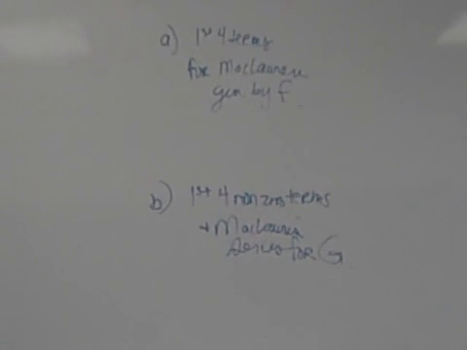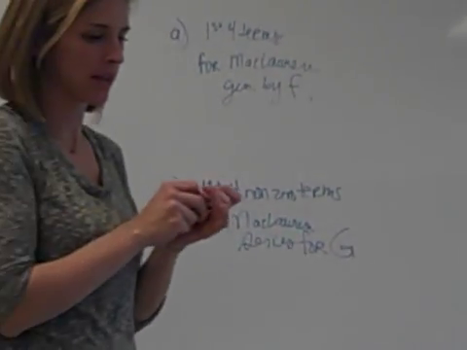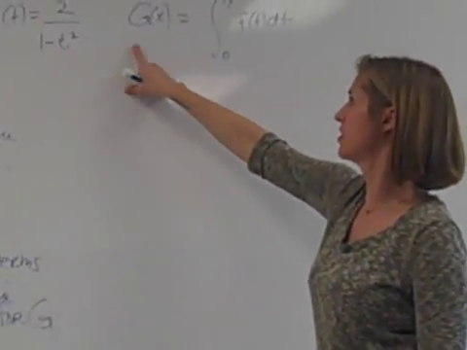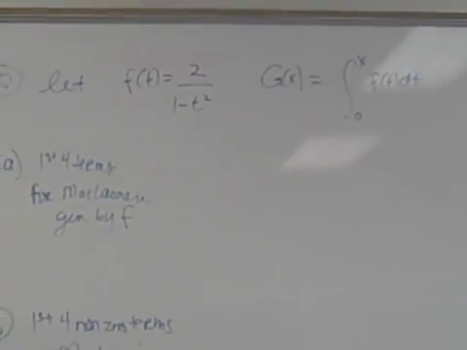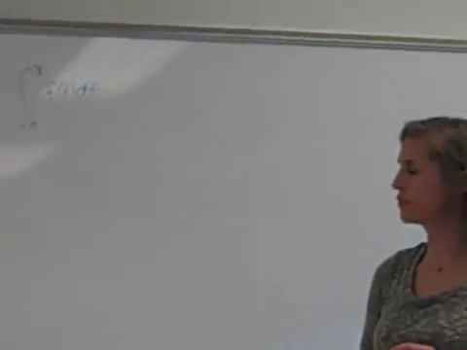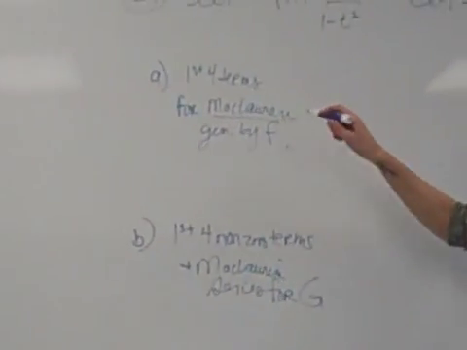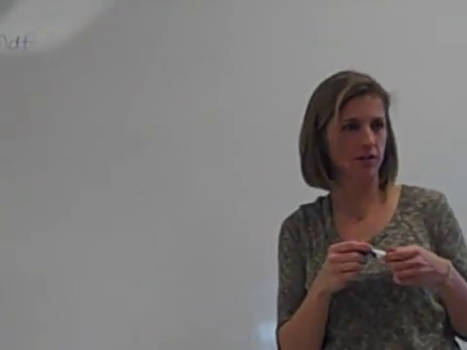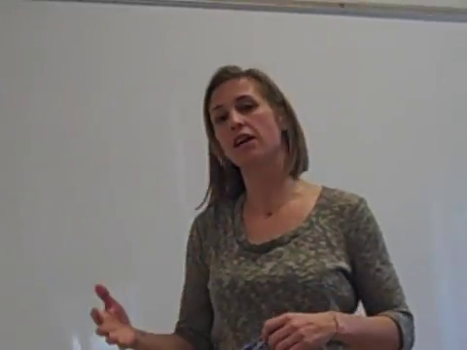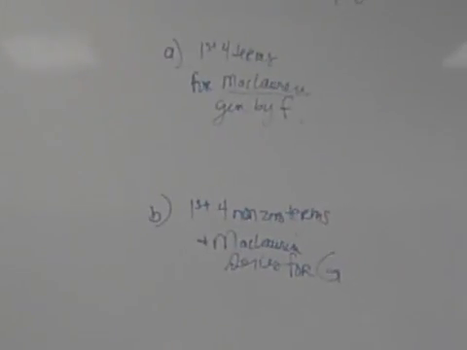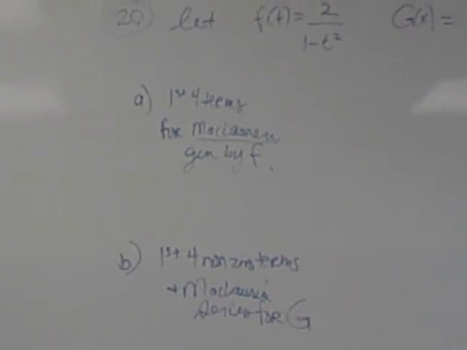Okay, number 20. If this was what I was given, let f of x equal this function and g of x is this. We won't worry about g of x right away. Part A, write the first 4 terms for the Maclaurin series generated by f. The reason they're saying Maclaurin is it's just going to be centered at 0. They could have just said Taylor series centered at 0, but instead they say Maclaurin for whatever reason. There's a couple things that you could look at here.